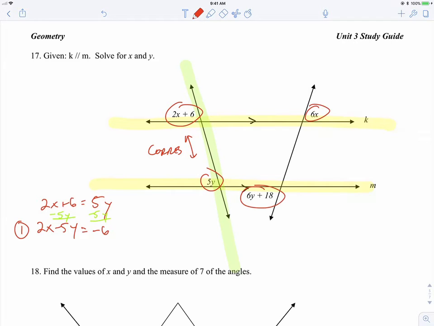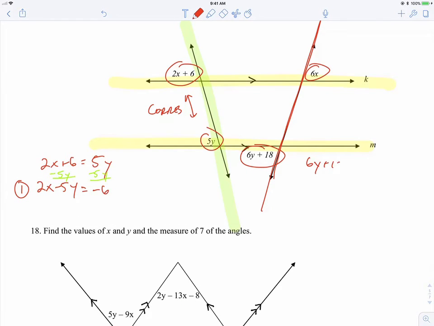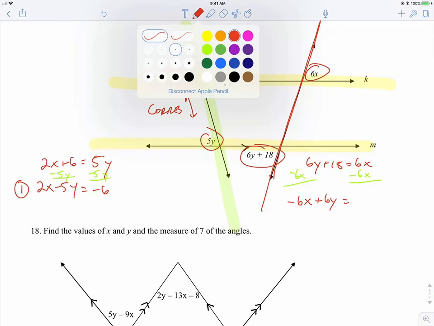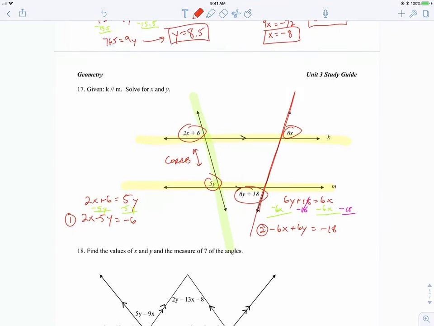Over on this side, we've got alternate interior angles with this transversal. Those are equal. 6y plus 18 equals 6x. So I want to subtract 6x off both sides. So we get negative 6x plus 6y equals, and then I want to subtract 18 off both sides. So those cancel, and we get negative 18. There's our second equation. So we are going to solve this system.